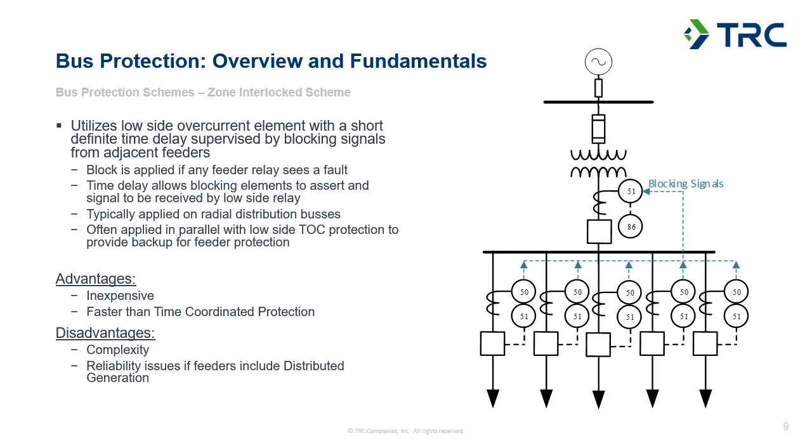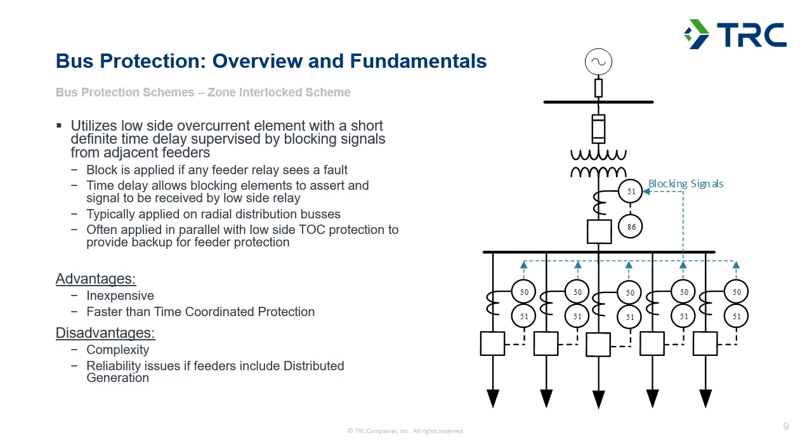Some of the advantages of this scheme are that it's inexpensive. You have the same relays that were present in the previous example. And it's faster than time coordinated protection because you're providing that blocking signal. You may be able to have this scheme operate in a tenth of a second instead of half of a second to a second. Some of the main disadvantages are that it adds a lot of complexity to the scheme. You're having to wire signals from relay to relay. You're having to coordinate both the pickups and timing of that scheme and understand how that'll operate.